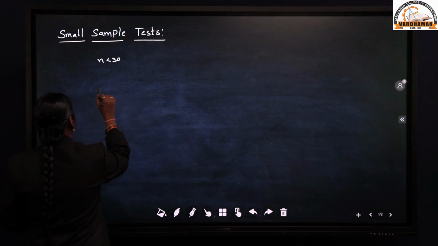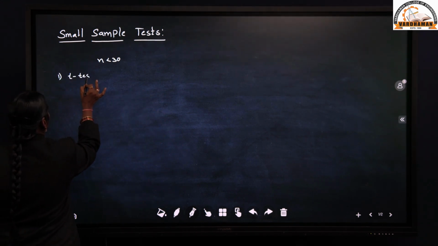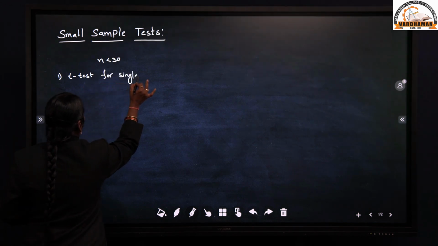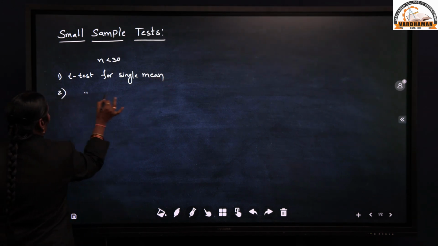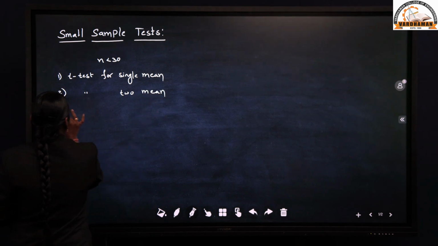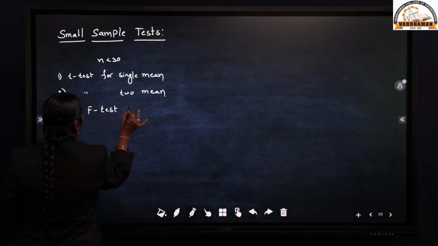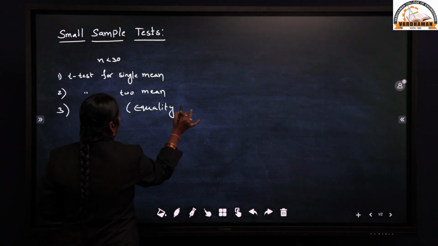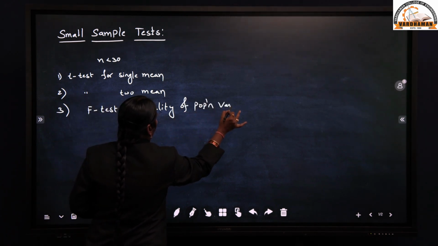So here in the small sample test, we have the types of test as t-test for single mean, t-test for two means, and the next one is the F-test. This test you are going to use for equality of population variances.